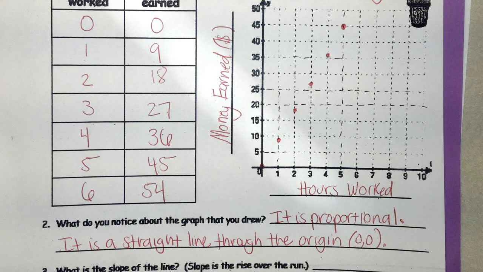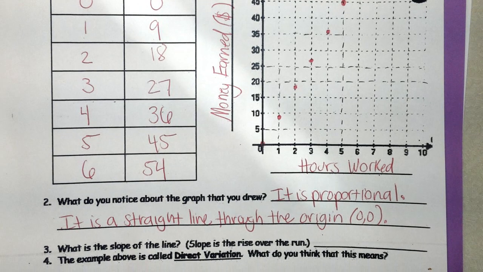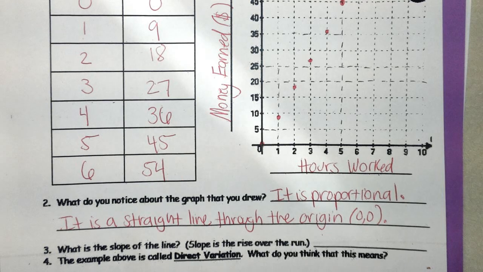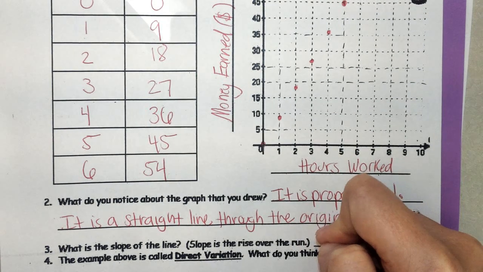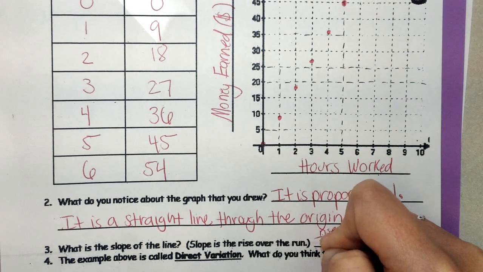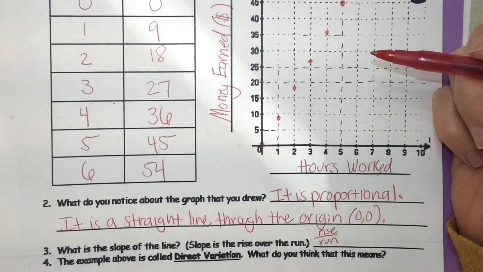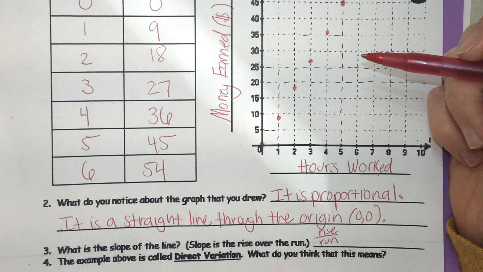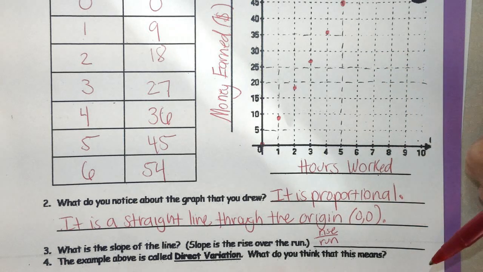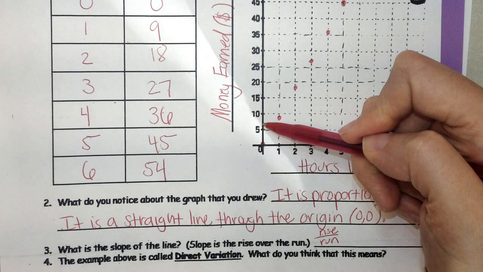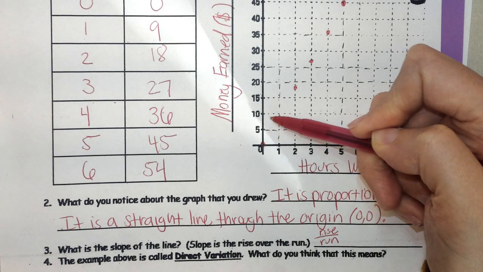The next part says, what is the slope of the line? Remember, slope is rise over run, okay? So, yesterday, we made our slope triangle between 2 points. I'm not going to actually make you use your highlighter and draw your slope triangle, but we could still imagine what that's going to look like.